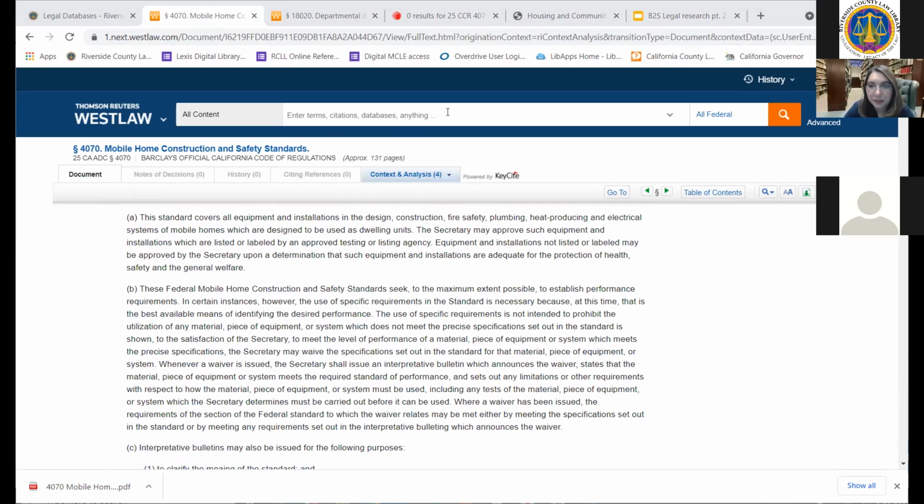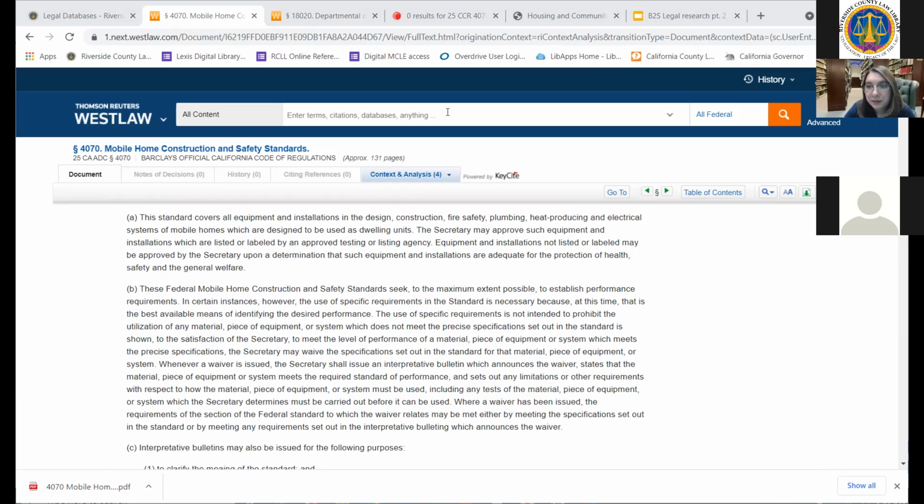Is Westlaw free? I don't think that it's free. I think that your law firm or your organization usually has to have a subscription to it. Westlaw is free if you come into the library and use it on either our Wi-Fi or on our public computers. During COVID, they were having free remote access. And to my knowledge, they are still continuing that.